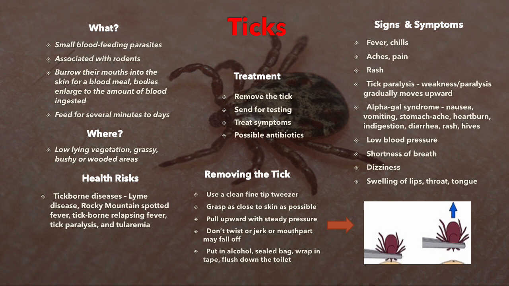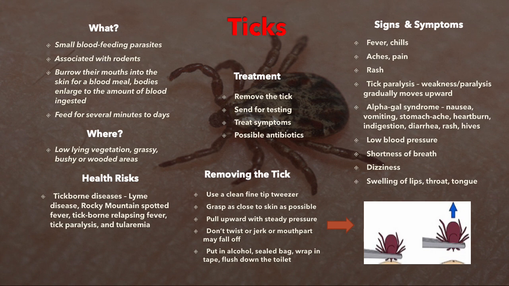Ticks. These are small, blood-feeding parasites associated with rodents. They burrow their mouths in the skin for a blood meal. Bodies enlarge to the amount of blood ingested. They can feed for several minutes to days. They're usually found in low-lying vegetation, grassy, bushy, or wooded areas.